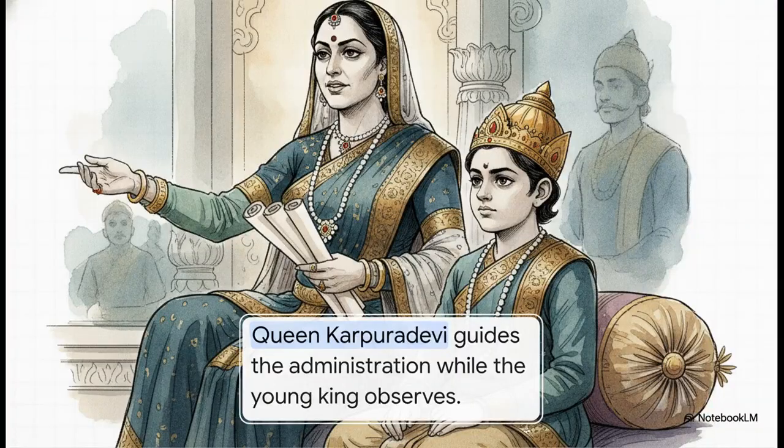And that regent is his mother, Queen Karpuradevi. The prompt visualizes her stepping right in to guide the administration of the kingdom alongside experienced ministers. We see her making the high-stakes decisions in the royal court. What's super compelling here is the direction given for the young king. He is carefully observing. He wears the crown, sure, but he's in this period of intense, quiet learning, while his mother holds the whole empire together.